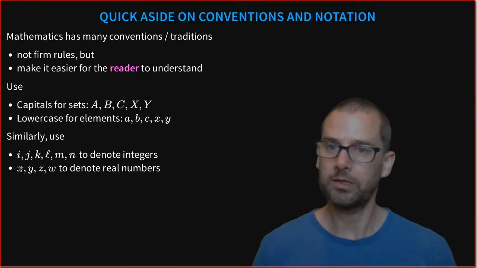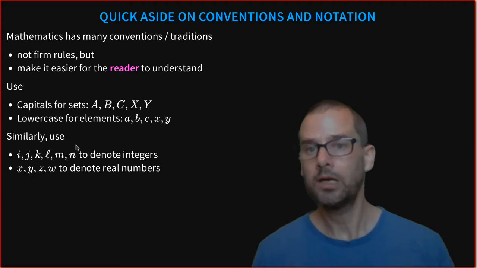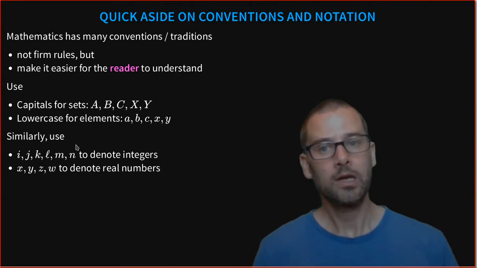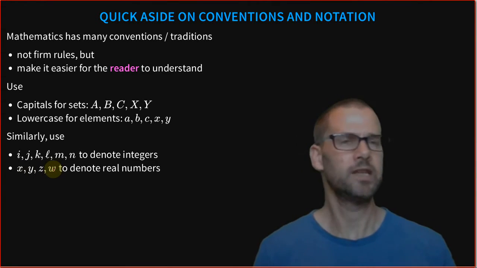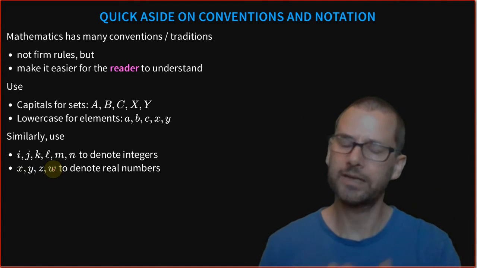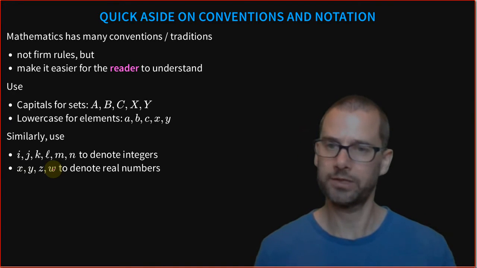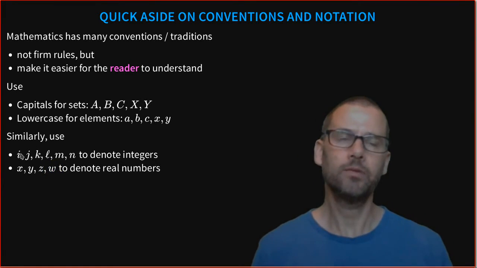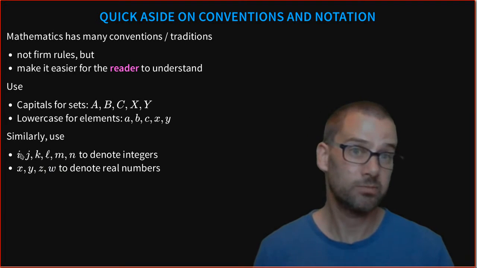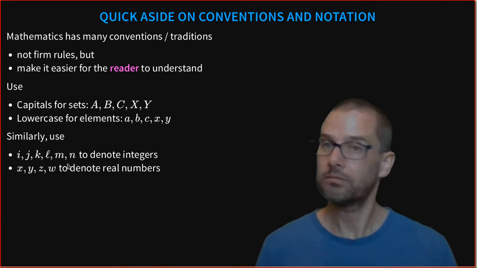Similarly, we'll typically use the lowercase letters i, j, k, l, m, n to denote integers, whole numbers, and we'll typically use x, y, z, w to denote real numbers. Now, these are not hard and fast rules, they're just conventions that make it easier for the reader to see what's happening. So if we see i, we think, oh, it's an integer, probably a small integer or a counter, something. If we see x, we probably think it's a real number.